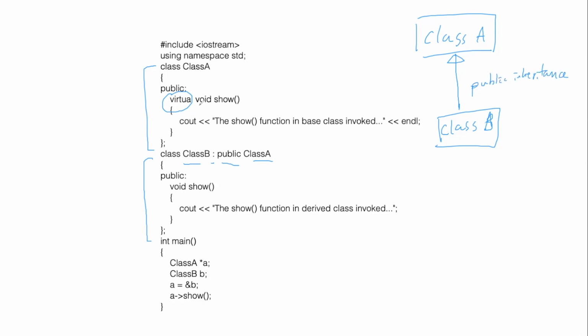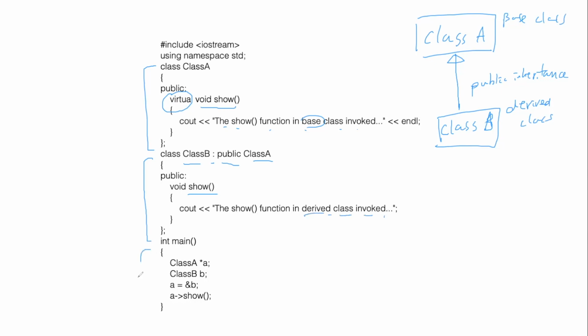There's one method in each of the classes, and that method is called void show. This show prints out what belongs to that class. What's in A? The show function in base class invoked. So this is a base class, and this is the derived class. What is in B? The show function in derived class invoked.